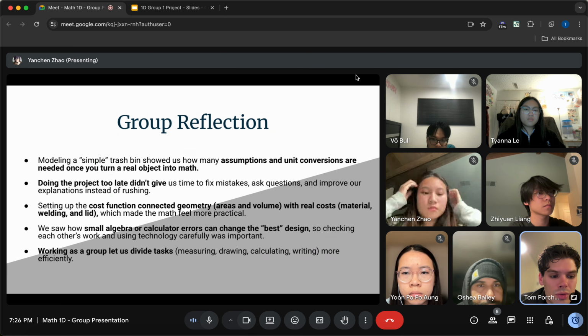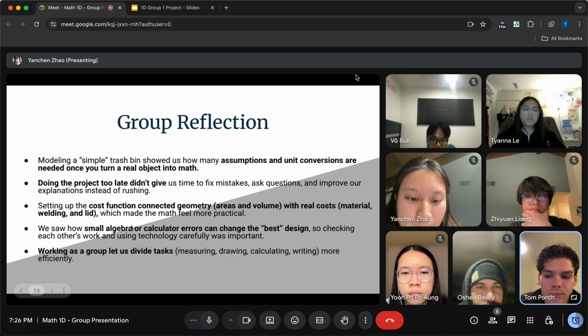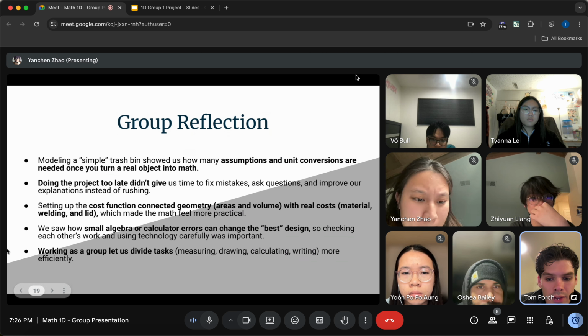Using technology was also very useful, and working as a group let us divide tasks very efficiently and finish faster.